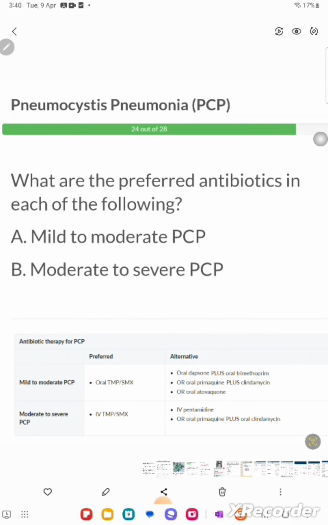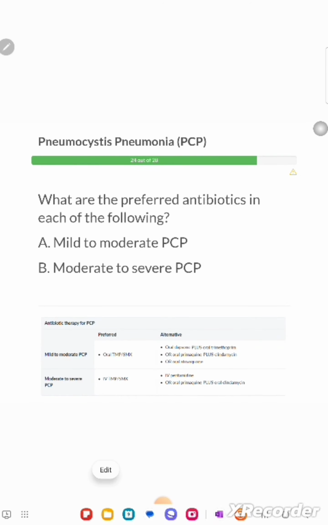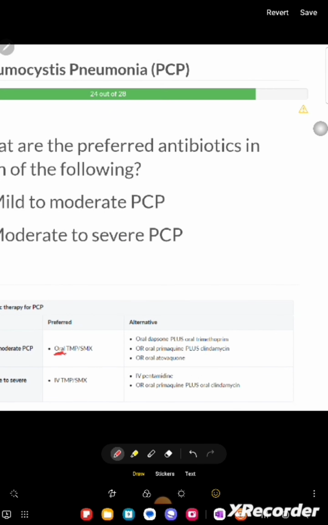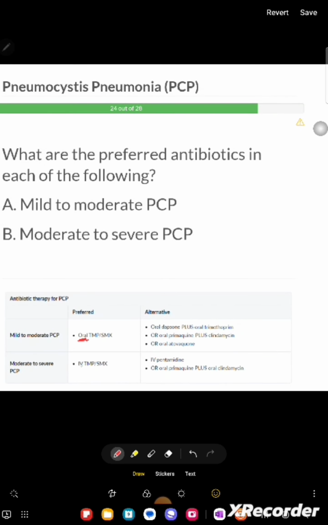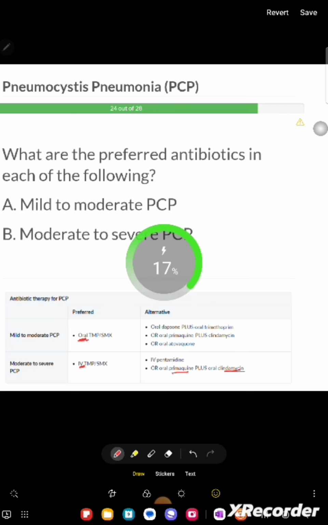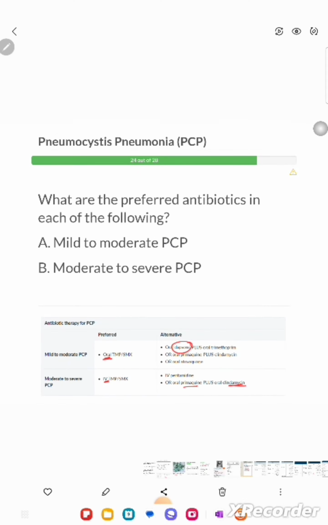See here, for example, in mild to moderate cases, the preferred agent is oral trimethoprim-sulfamethoxazole, and as alternatives we can use dapsone plus oral trimethoprim, or oral primaquine plus clindamycin, or atovaquone. While in severe cases, we give it as an intravenous injection, and we can use pentamidine or primaquine plus clindamycin. You should remember that dapsone can be used for both prevention and treatment of PCP.